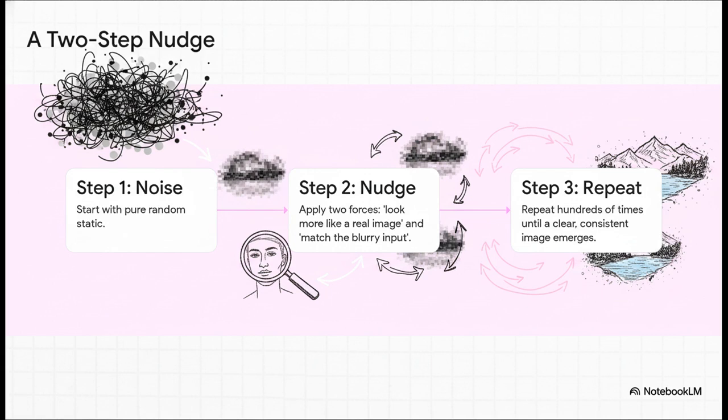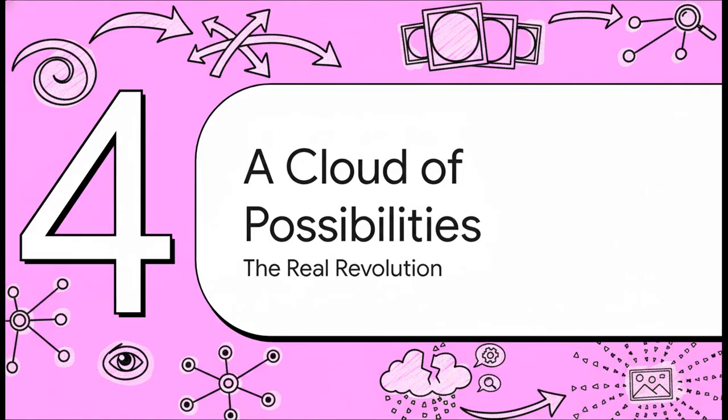Then, over and over, hundreds of times, it applies two competing nudges. The first nudge is the diffusion model saying, hey, make this look more like a real photograph of a person. And the second nudge chimes in, okay, but also make sure it's consistent with that blurry photo you were given. It just keeps repeating this delicate balancing act, and slowly but surely, a sharp, realistic image emerges from all that noise.